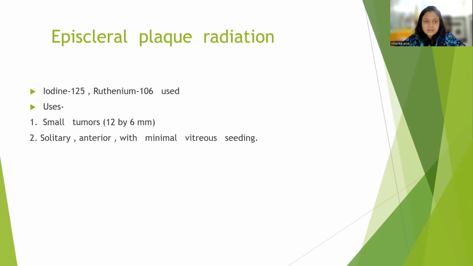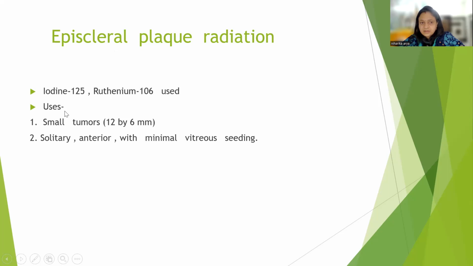Then comes the episcleral plaque radiation. In this, the plaque is a plate with radiotherapy, an ionized plate, which is sutured over the sclera. The plate is made up of iodine 125 or ruthenium 106. So this is the episcleral plaque radiation.